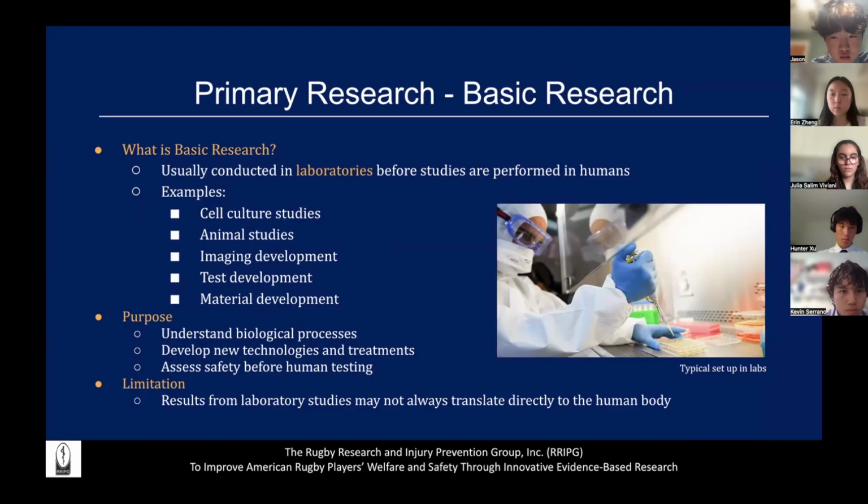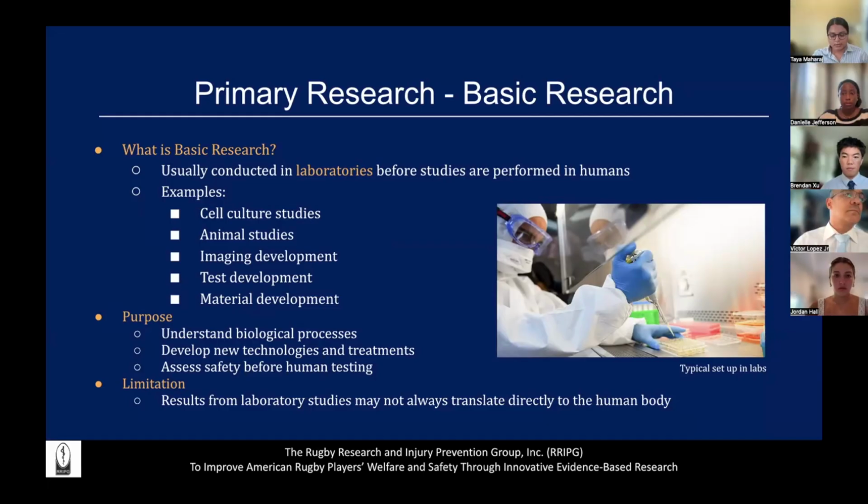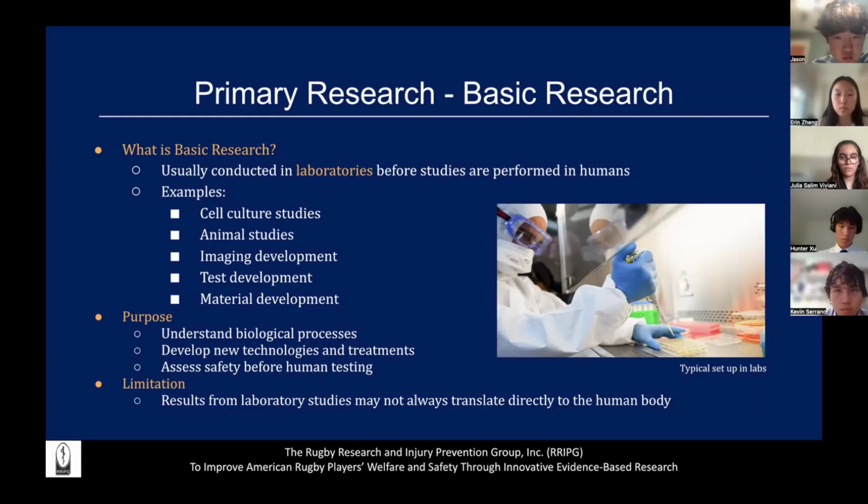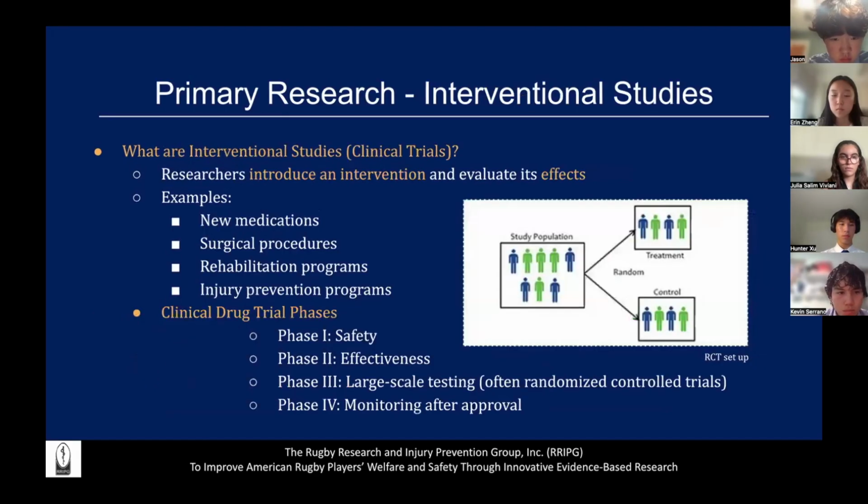Something about basic research is that it is limited in that the results that you find in laboratory conditions do not always directly translate to the human body. Also, the purpose of basic research is to understand biological processes, develop new technologies and treatments, and assess safety before moving on to human subjects.